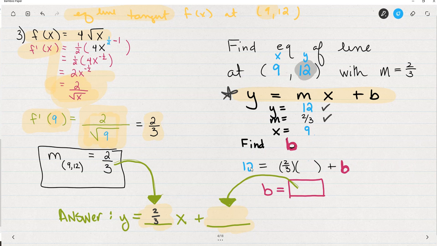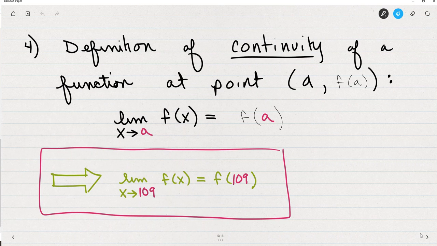Y is 12, so y equals 2/3, x is 9, so 2/3 of 9 plus b. And when I solve that equation, it'll give me b, and I can put that y-intercept, or that b, in here so that I'd have y equals 2/3 x plus whatever b is. I'm going to leave that last algebra step for you.